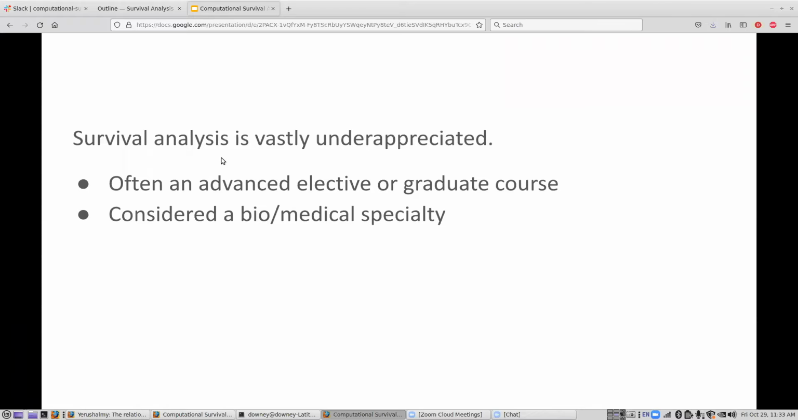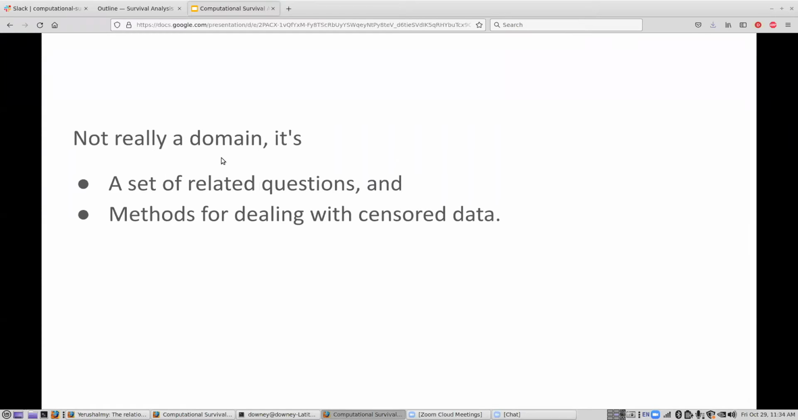If you do a statistics major, you might take a class on survival analysis, either as an advanced elective or maybe a graduate course. And it's generally considered to be a specialty within biology or medicine. And I think that's not right. It's not really a domain. It's not biomedicine. It is a set of related questions that apply in a lot of domains. And it's a set of methods in particular for dealing with censored data. And I will explain what that means.